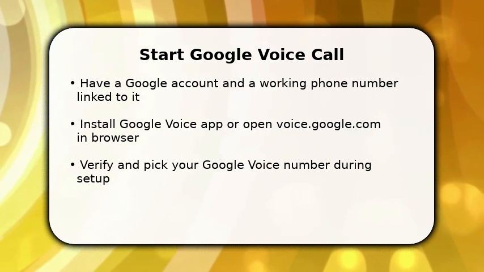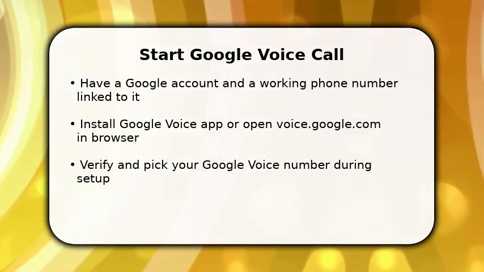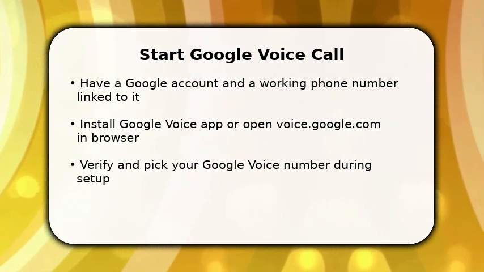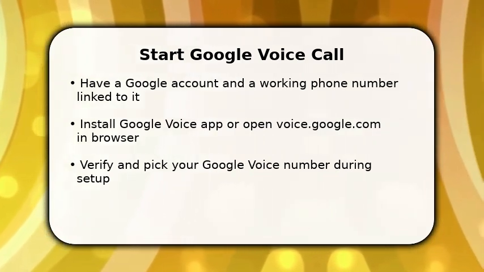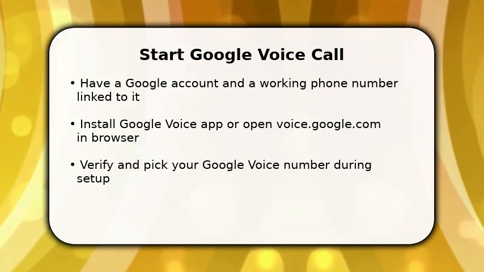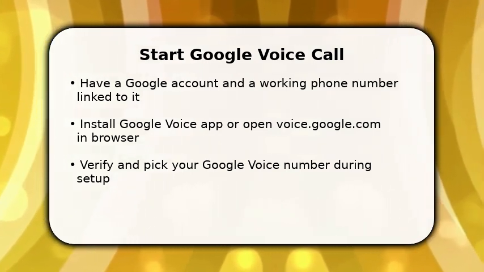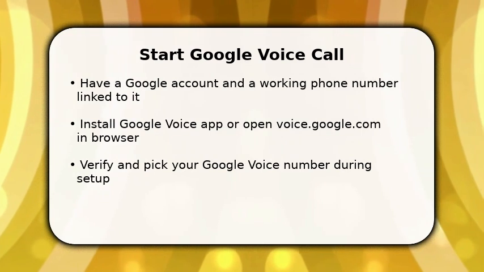Next, choose or confirm a Google Voice number. This is the number people will dial. Make sure notifications and microphone permission are allowed so calls connect and audio flows properly. Then tap the dial icon to begin.